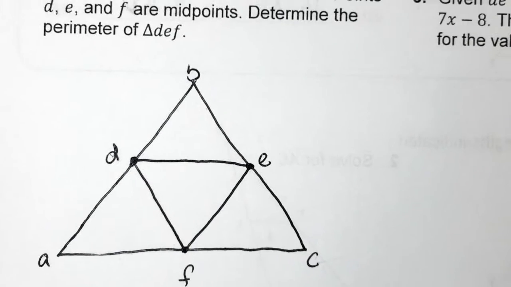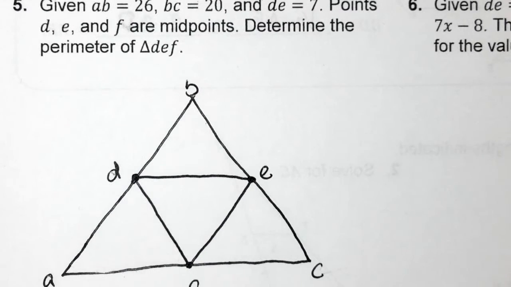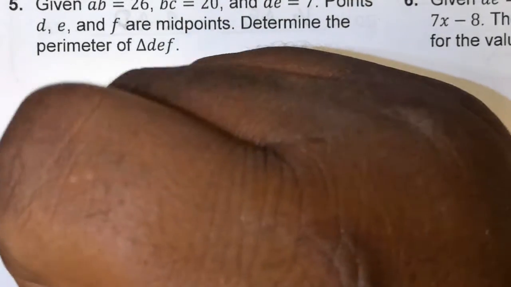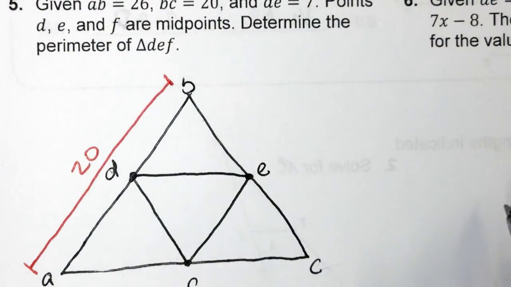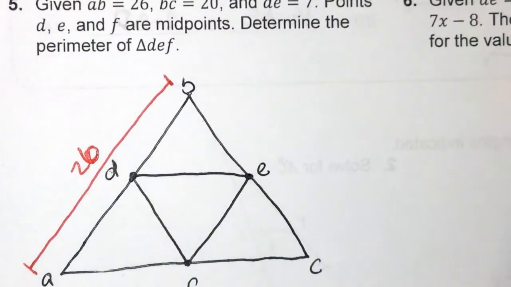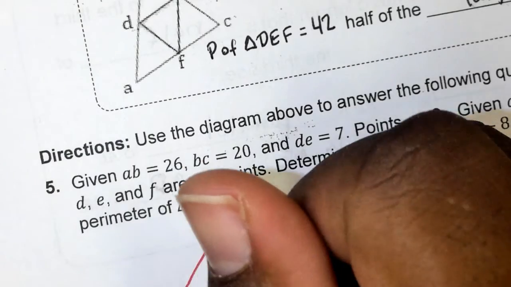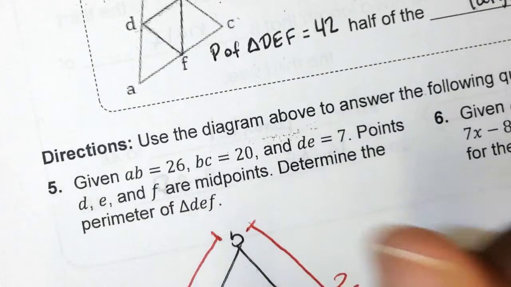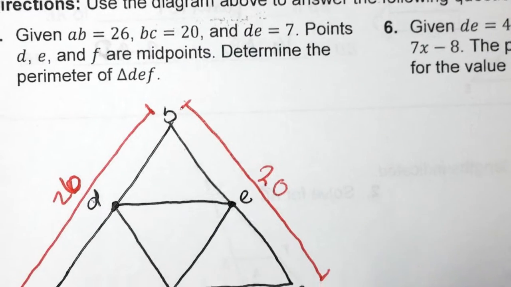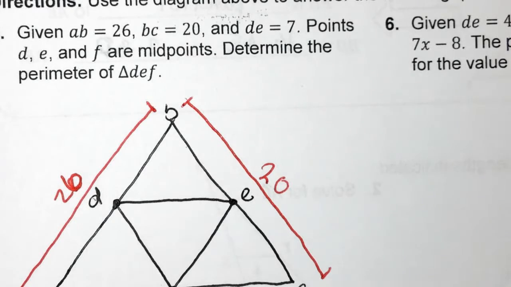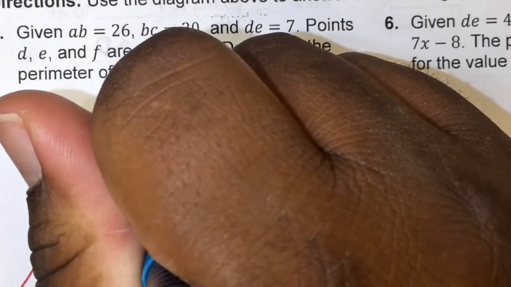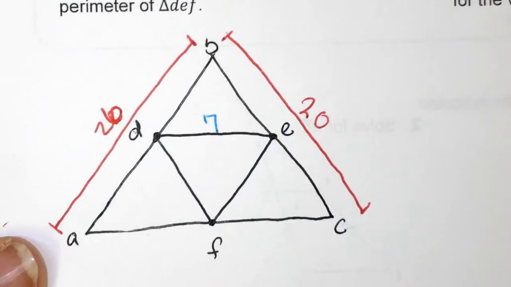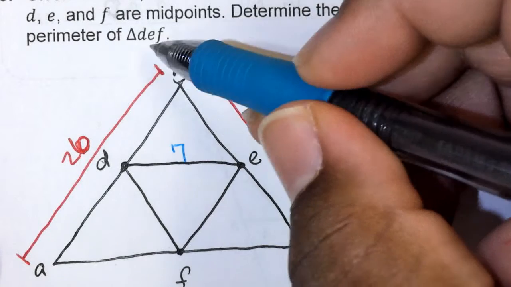Alright, so I drew my situation out. Now I need to label it. They said AB was 20. So from A all the way to B, that's 20. 26, thank you. I'm sorry, I'm reading the wrong one. I'll make that a 6. That's 26. B to C is 20. And then they say DE is 7. So DE is right here. This is 7. They want to know the perimeter of triangle DEF.